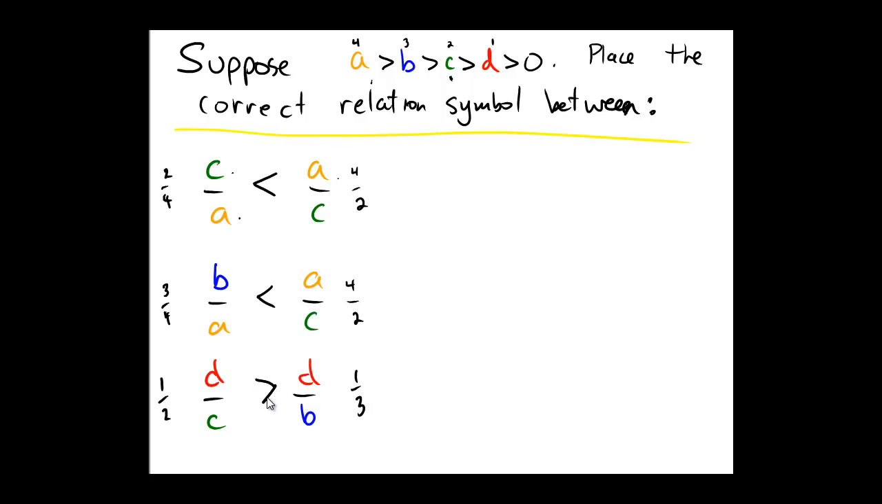So in this case, both of the numbers were less than 1, so our comparison to 1 wouldn't work very well. But we can still see, since the larger denominator implies a smaller fraction, that D over C will be larger than D over B.